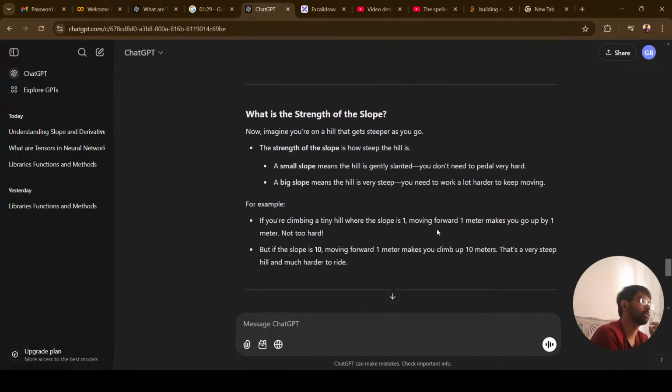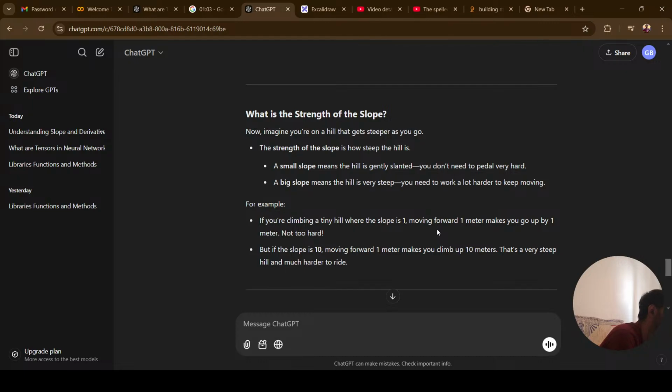What is the strength of the slope? Now imagine you are on a hill that gets steeper as you go. The strength of the slope is how steep the hill is. A small slope means the hill is gently slanted, so you don't need to pedal very hard. A big slope means the hill is very steep, and you need to work a lot harder to keep moving.